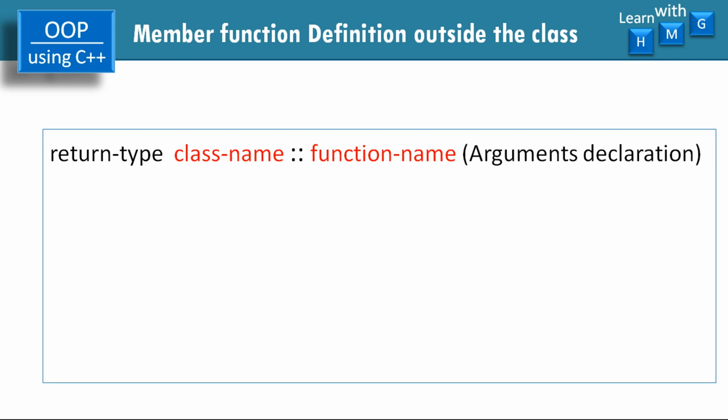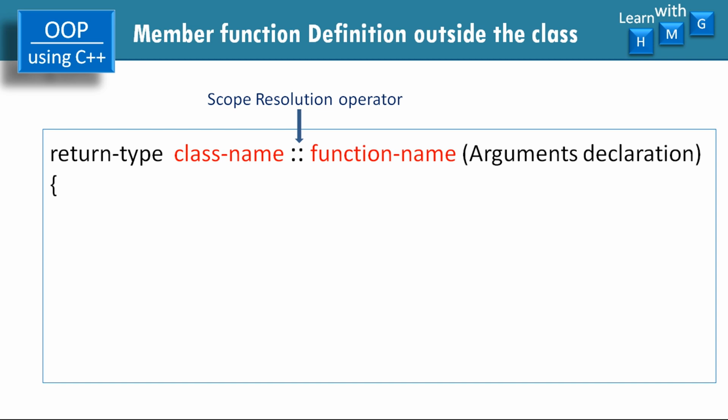This is the syntax of member function definition outside the class. Whenever you want to define a member function outside the class, first you have to write a single line function declaration within the class under the public section, and then after ending the class you write its detailed definition like this. First the return type, then the name of the class to which this function belongs, the scope resolution operator, and the function name, followed by the declaration of arguments within the brackets which you want to pass.